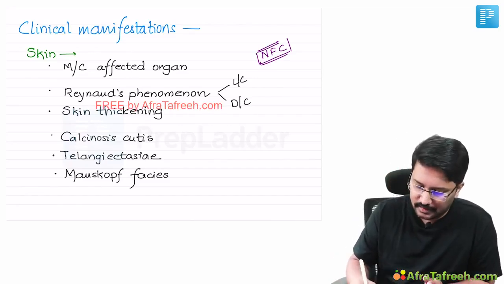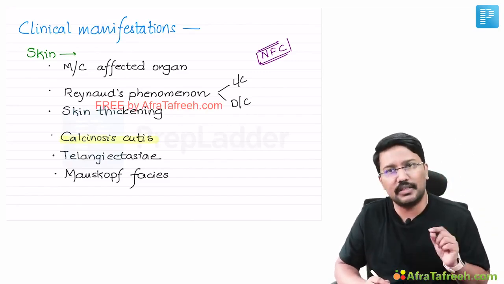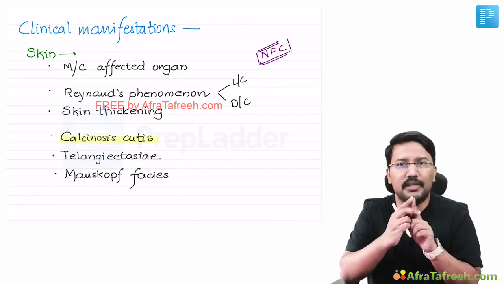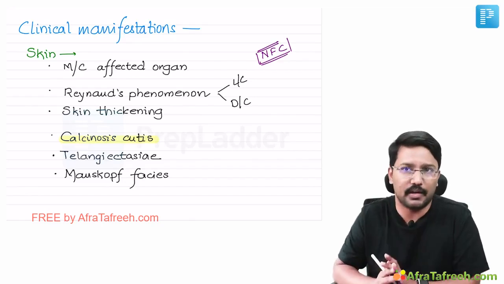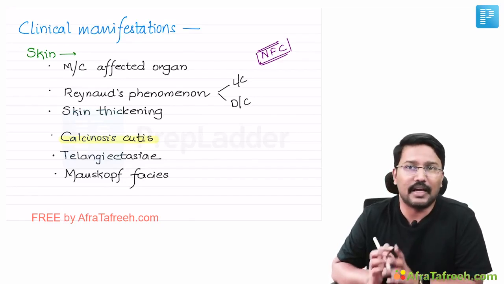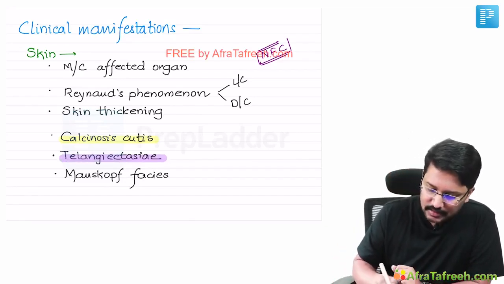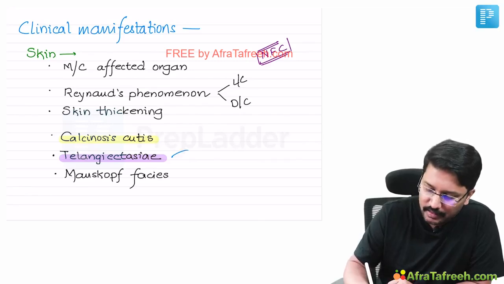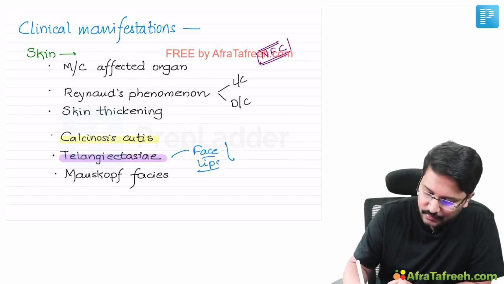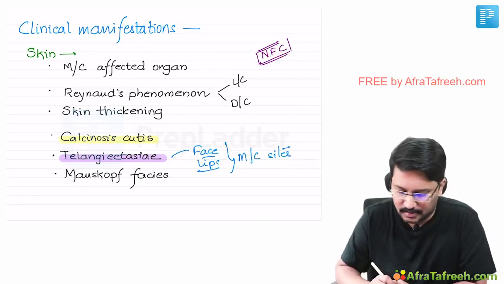Now, other than skin thickening, we can also notice calcinosis cutis, calcium deposition in the skin, and the pulp of the digits or pulp of the fingers are the most commonly affected sites. Okay, that is the most common site where there is calcium deposition. Other than that, yes, patients can develop telangiectasias, and telangiectasias more commonly affect face and lips. These are the most common sites for telangiectasia.